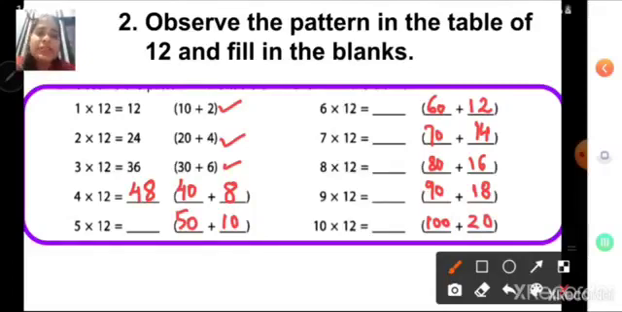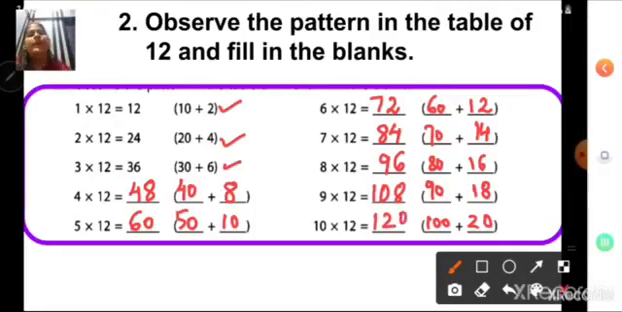50 plus 10 is 60. Then 60 plus 12 is 72. 70 plus 14. What is 70 plus 14, children? 84. Right? Then 8 12s are 80 plus 16, which is equal to 96. Correct? Then 9 12s are 90 plus 18, which is equal to 108. And 10 into 12 is 120.